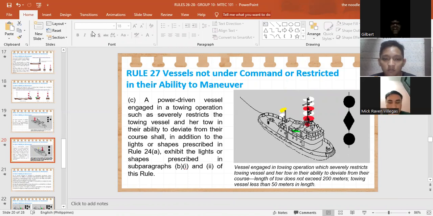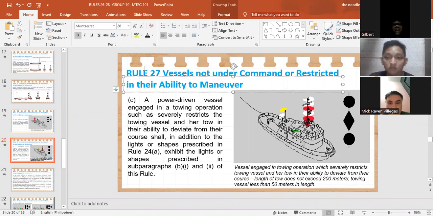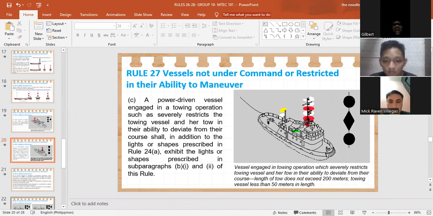As you can see in the picture, this vessel performs towing from the mast side. At the mast, we have seen a white light and a red light. Vessel engaged in towing operation which severely restricts the towing vessel and her tow in their ability to deviate from their course. Length of tow does not exceed 200 meters, towing vessel less than 50 meters in length.